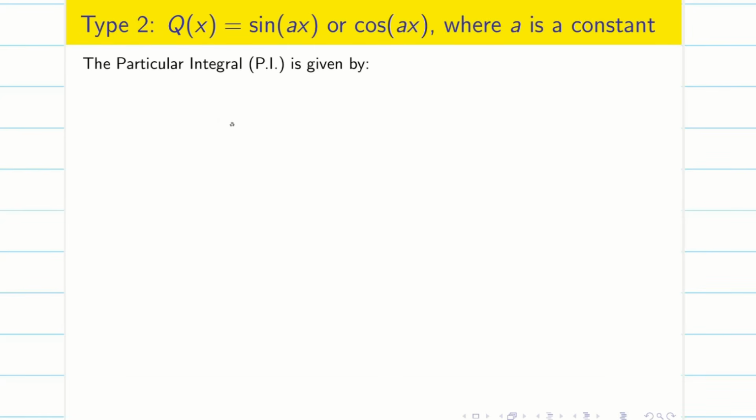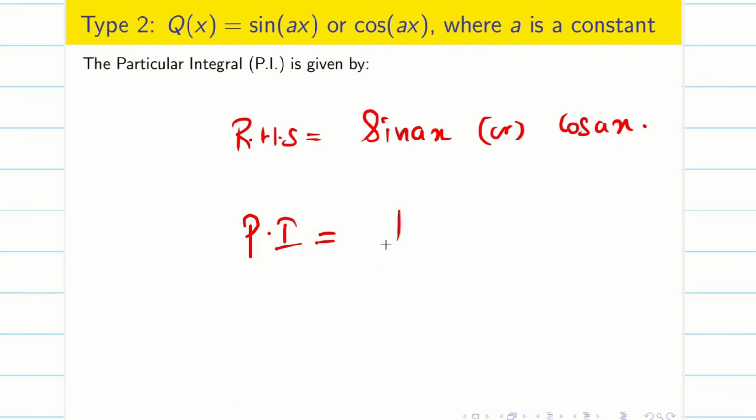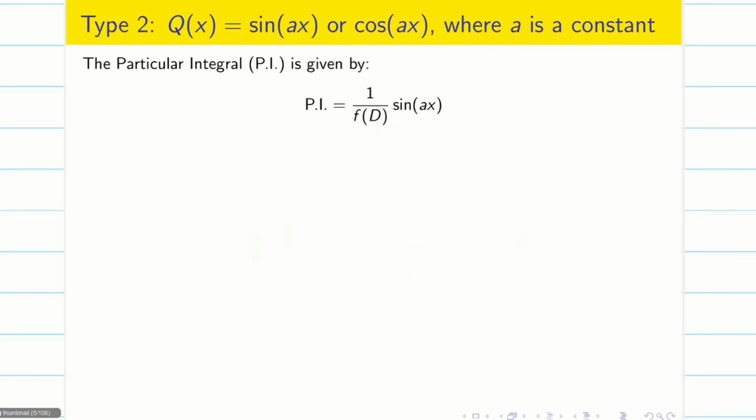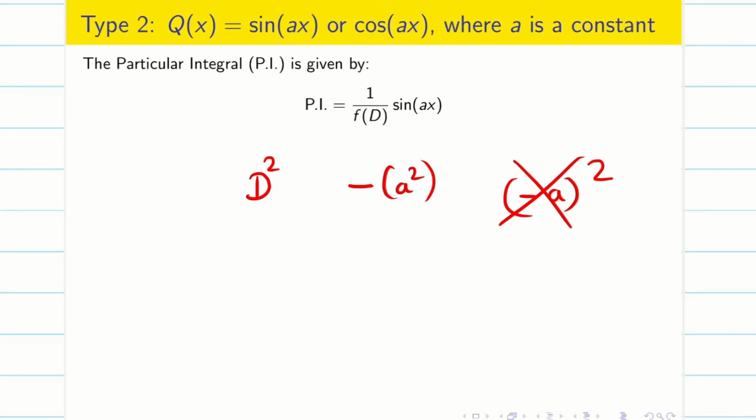Type 2, if your ordinary differential equation's right hand side is going to be either sin ax or cos ax, then my PI is going to be 1 by f of D. Either you write sin or cos ax, let us take it as sin ax. Now, here the rule is D square should be replaced by minus a square. You should be very careful. It is not minus a whole square. It is minus a square.